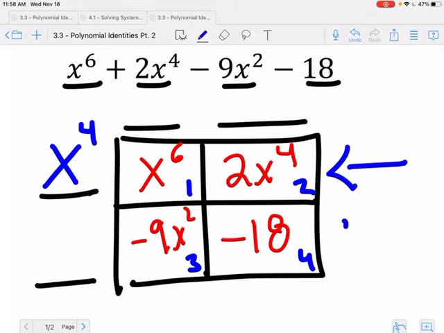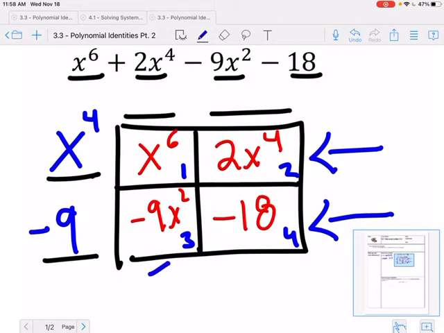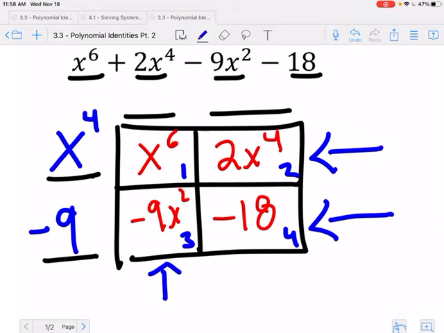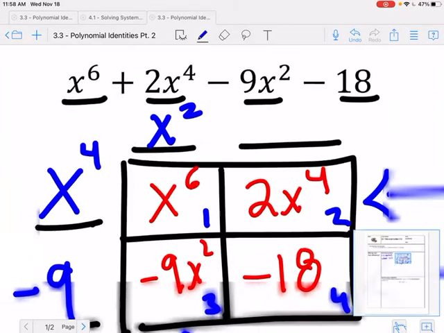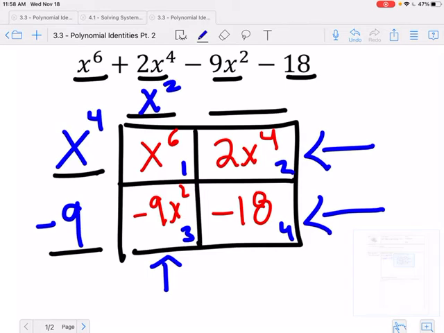Then I'm going to do 3 and 4. So I'm going to take the greatest common factor out of those 2. I can see that they both have in common a -9, and they do not have any x's in common. So I'm done right there. Now I'm going to do 1 and 3. For 1 and 3, same thing. I see that they have x squared in common, and that is about it. So my greatest common factor is going to be x squared. And the last one is going to be 2 and 4, so I can see that they have a 2 in common and no x's in common. So that would be it.